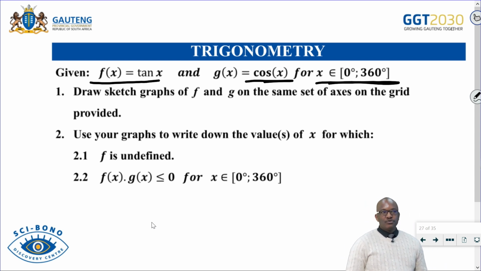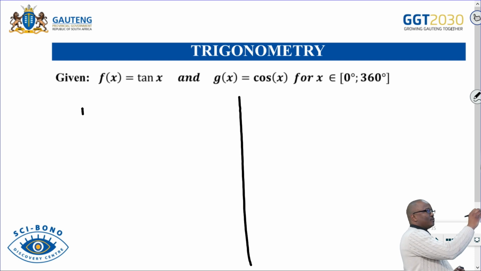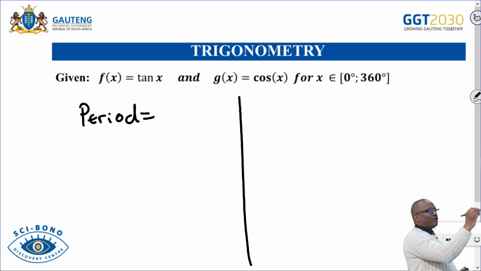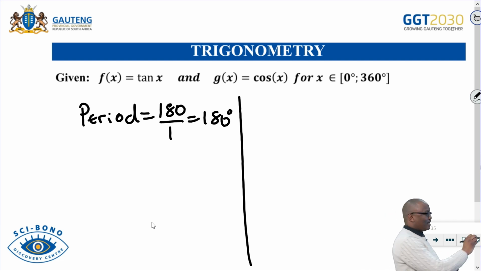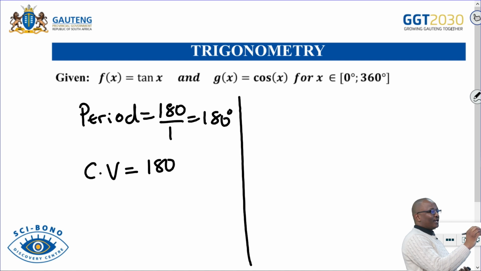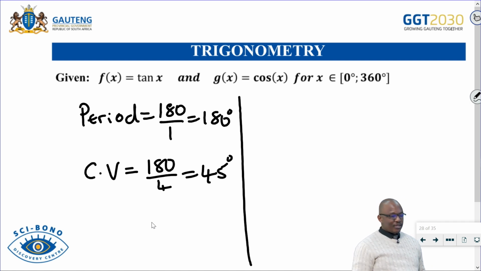So the first thing that we are going to do is to sketch our graphs. And the second one will say, use your graphs to write down the values of x for which f is undefined, f of x multiplied by g of x greater than or less than 0. We are going to calculate the values of x there. So now what we do here, you apply the knowledge that you know of getting the period for the tan graph. Remember, you divide by 1 because the value in front of x is a ghost 1 there. Then you know that your critical values are going to be 180 divided by 4, which is 45 degrees. So that's basically what you're going to do with the graph of tan.